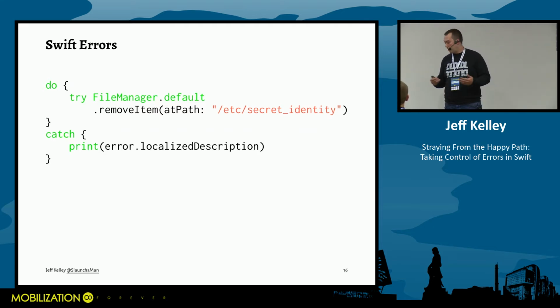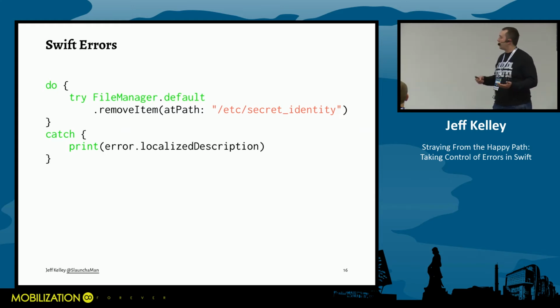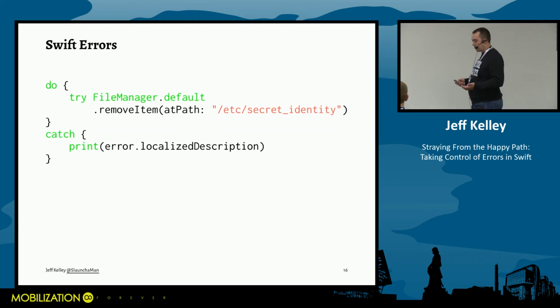We try to remove this file, and if it fails, then we enter the catch block and we get some error. And we can print it out or do whatever we need to do. So that sounds great. That sounds like a really good solution to this problem, to force the developer to handle that branch. And if they don't do it, it won't compile.